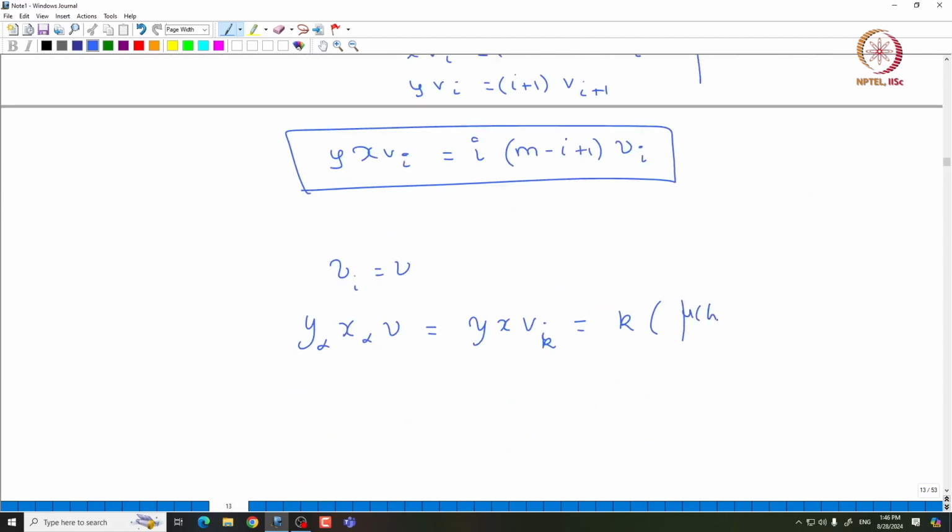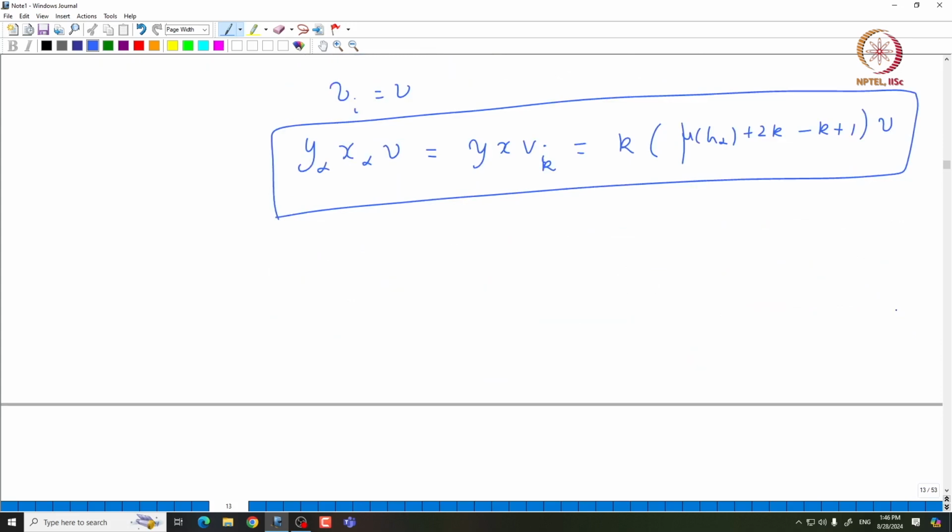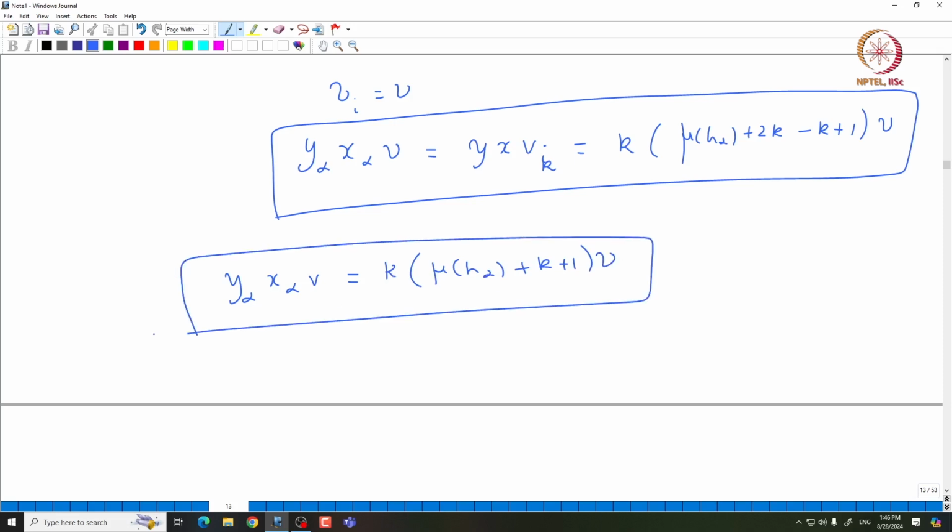So, mu of h alpha plus 2k minus k plus 1 on this Vk. So, that is what you are getting on this vector V. In particular, you can see that y alpha x alpha on V is nothing but k times mu of h alpha plus k plus 1 times V. So, this is what we are getting on this Ui mu.